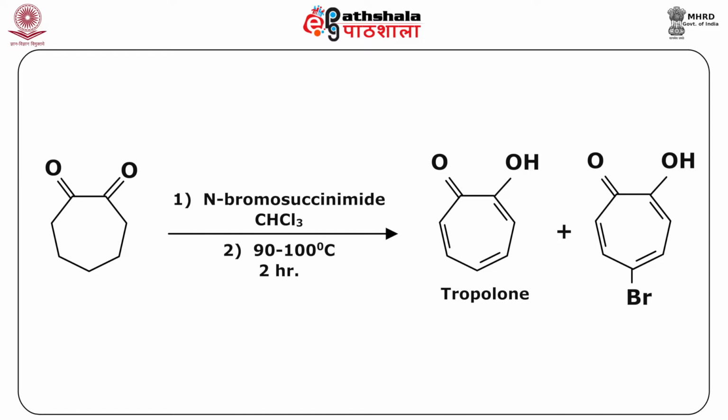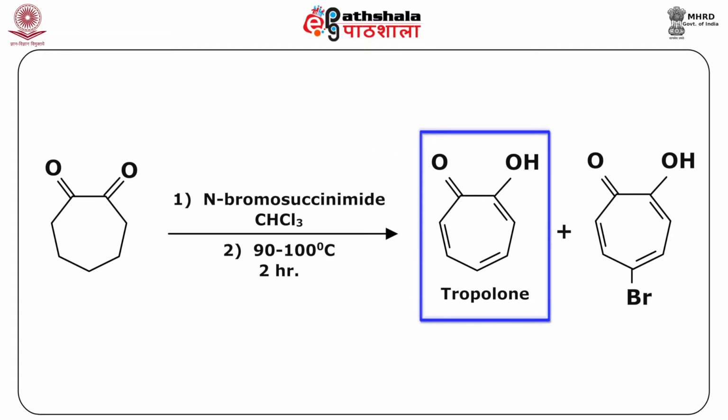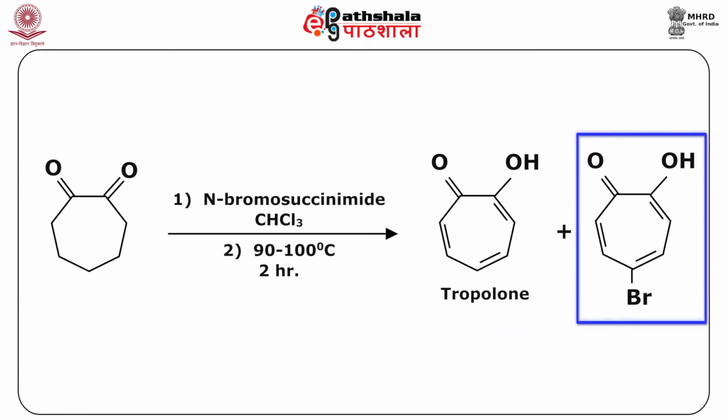We can see that we have 1,2-cycloheptane diones. It is brominated with N-bromosuccinimide in the presence of chloroform, and the mixture of products is then heated at 90 to 100 degrees Celsius to get tropolone and a bromo derivative of tropolone.